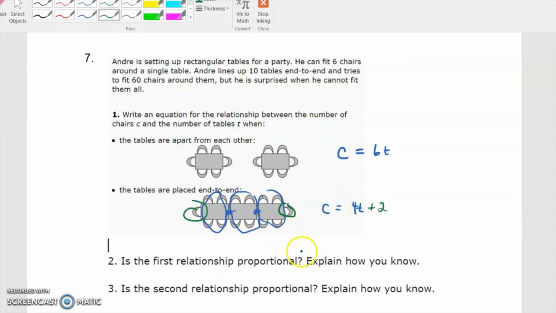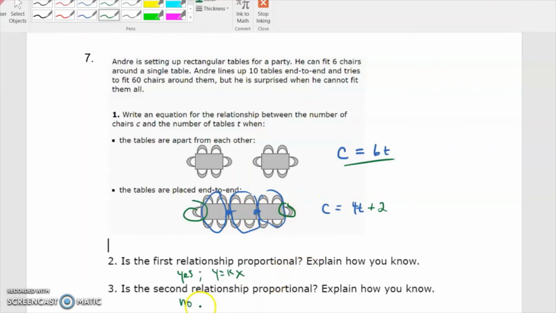So is the first relationship proportional? Yes, definitely. It's in that equation, y equals k times x. It looks just like that, except instead of y, it's C, instead of x, it's T, and my k value is 6. It's 6 chairs per table, no matter what. But is the second one proportional? No, this one's not. And this is why he was surprised, because you're losing chairs on some of your ends.